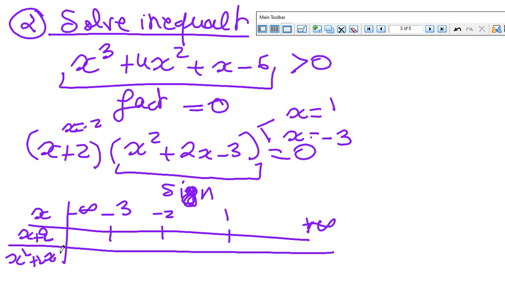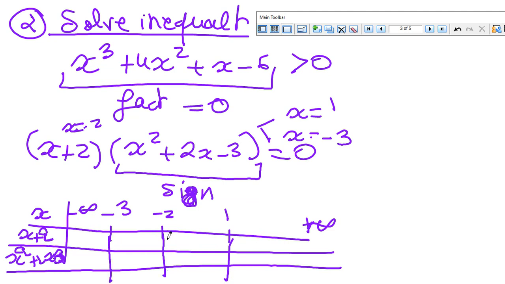I'm sorry for my handwriting, but it's okay. I hope that you can see that. Okay, excellent. So x plus 2, if I replace x by minus 2, it will give me 0. Before, it's opposite to A. If you replace by a negative number, it gives a negative answer: minus, plus, plus. Roots for this one are minus 3 and 1.